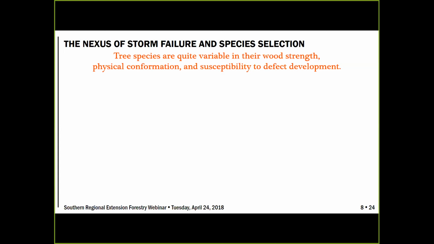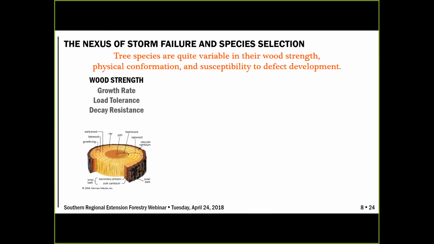Let's break down a little bit more these three characteristics of physical conformation, wood strength, and susceptibility to defect development. First of all, looking at wood strength. It's important to understand that wood strength is under tight genetic programming by species for both the types of wood tissues as well as the arrangement of those tissues within the tree.